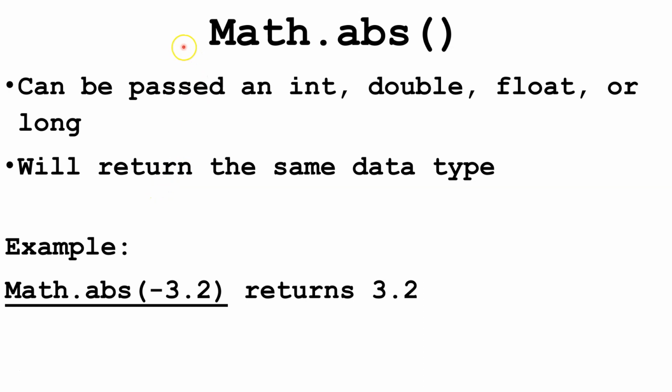Let's look at this first method, the abs method in math. You can pass it an int, a double, a float, or a long, and it will return the absolute value of whatever data type you sent. For example, if we send it the double negative 3.2 in these parentheses, it will return the double positive 3.2.